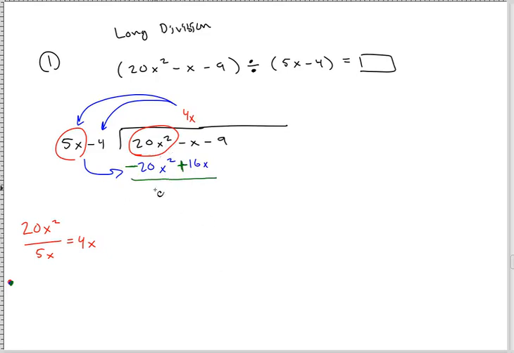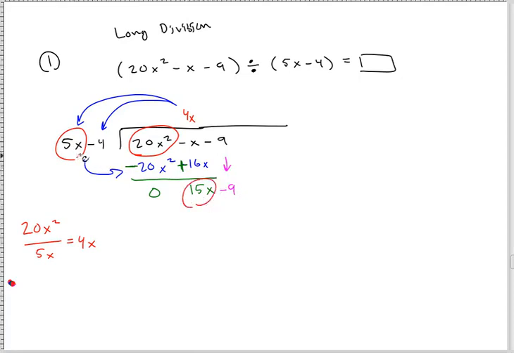So 20 minus 20 is 0, and you should always get a 0 here. Always, always, always. If you don't have a 0, you did it wrong. You've got to go back and do something else. So that's kind of like a double check to make sure you did it right. Right here, though, we have negative x, and then plus 16x makes a positive 15x. And then the last step is that you bring down the next term, and you start all over again.